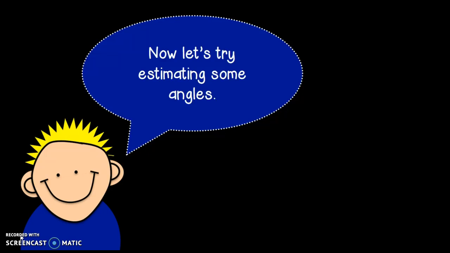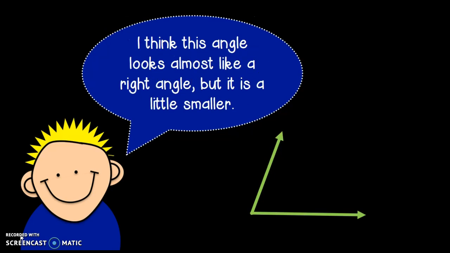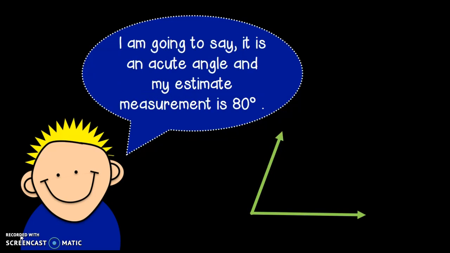Now let's try estimating some angles. On your homework sheet, put down in number 1 what you estimate this angle to be. I think this angle looks almost like a right angle, but it is a little smaller. I'm going to say it is an acute angle, and my estimate measurement is 80 degrees.